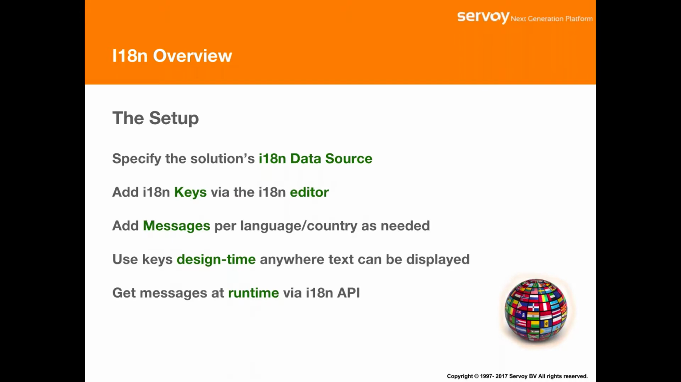You have to specify that data source on the solution. Once you have that, you can use the I18N Editor, the thing that I showed you with the filter and the reference value and the language value. And you can just add your messages as needed once you establish your keys. And anywhere where you can show text at design time, you can place those keys. Also at runtime, you saw with the API with the calculation and the dialogue example, you can always get the translated value at runtime too, so you can use it in your code.